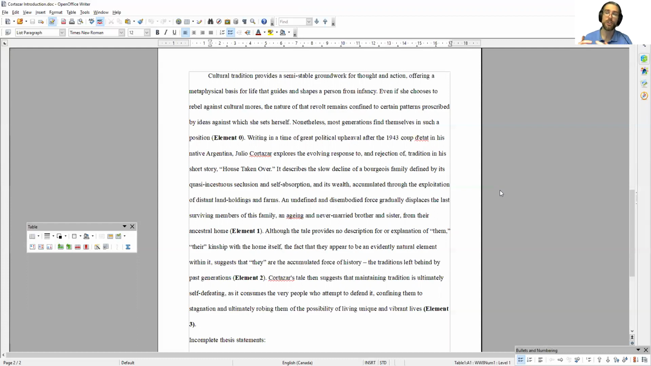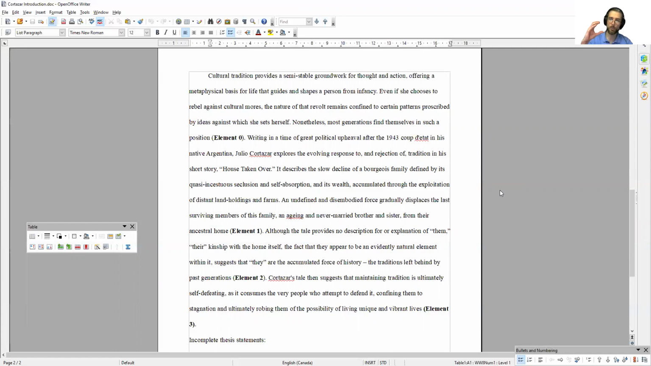Now, I begin to introduce the author and the story in element 1. Writing in a time of great political upheaval during the 1943 coup d'etat in his native Argentina, Julio Cortázar explores the evolving response to and rejection of tradition in his short story, House Taken Over. It describes the slow decline of a bourgeois family defined by its quasi-incestuous seclusion and self-absorption, and its wealth, accumulated through the exploitation of distant landholdings and farms. An undefined and disembodied force gradually displaces the last surviving members of this family, an aging and never married brother and sister, from their ancestral home.